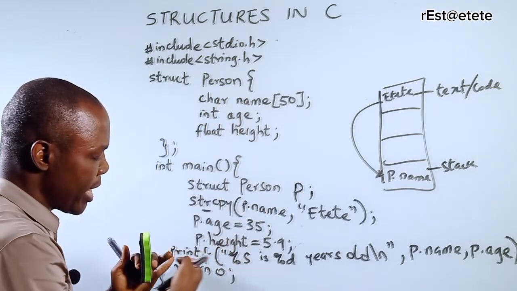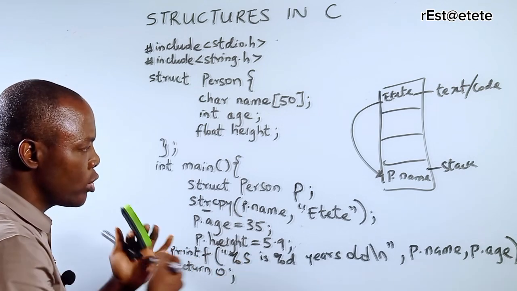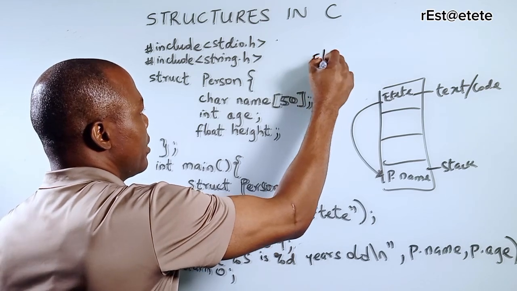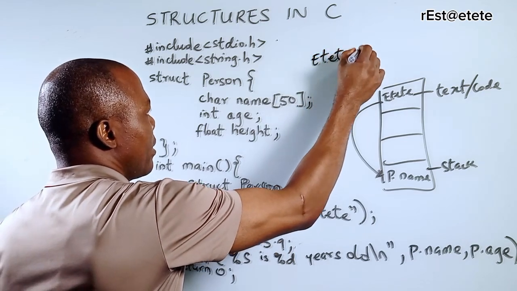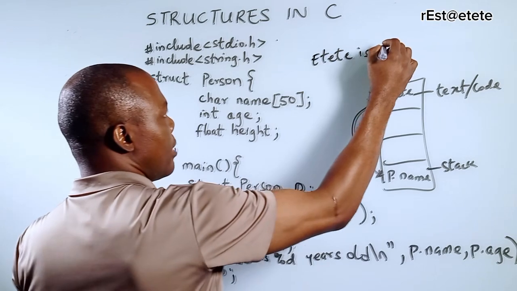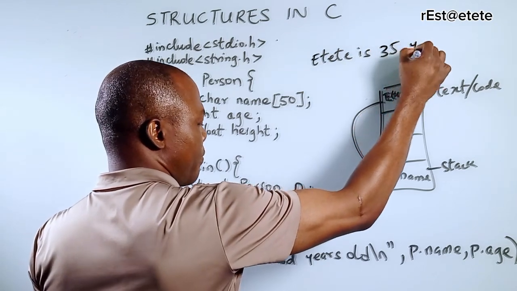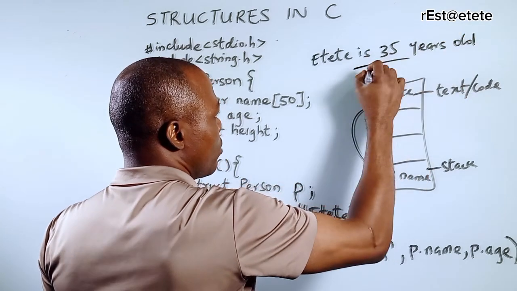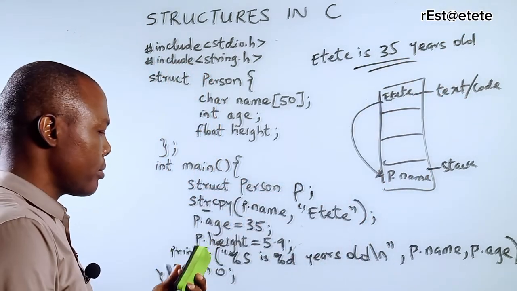So I come here and I use the printf to print it out. So this is going to give me, as an output, Etete is 35 years old. So this is what will be printed out on the screen.